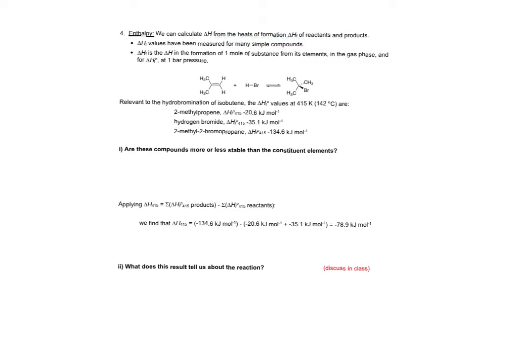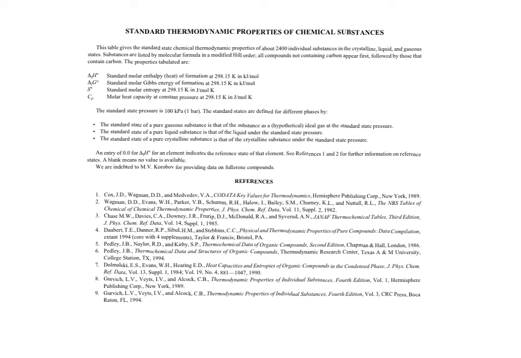From the 1957 paper cited earlier, the heats of formation were determined at 415 Kelvin, but I will share with you another source of this information, which are the standard thermodynamic properties of chemical substances at 298 Kelvin. The PDF is available on the Canvas site.